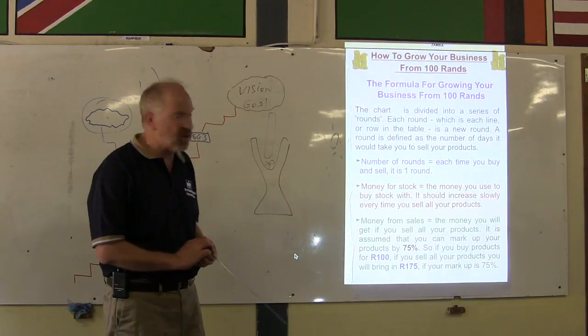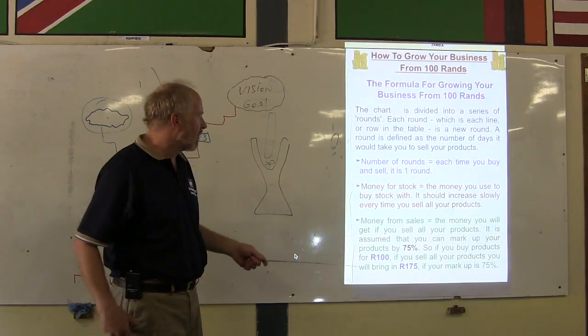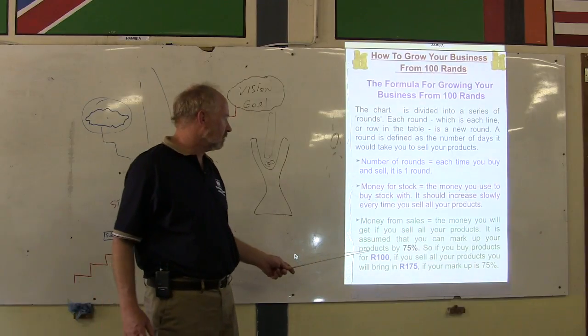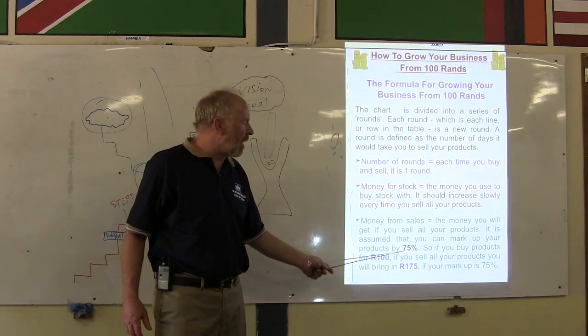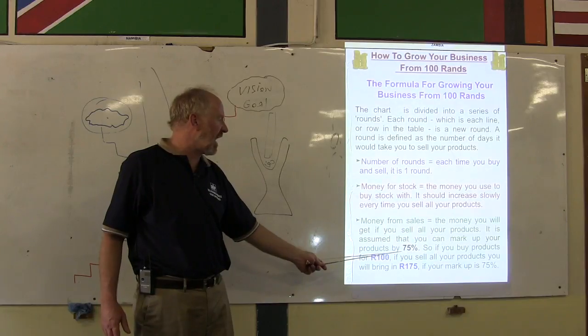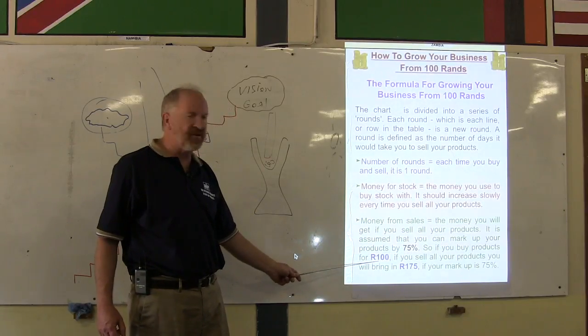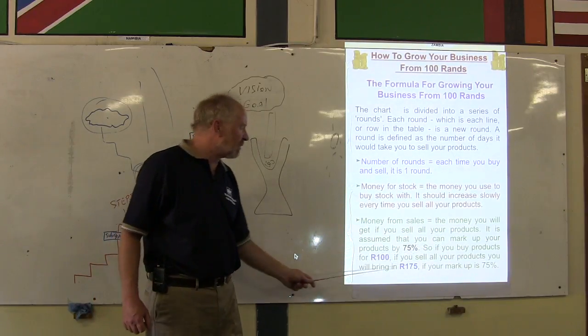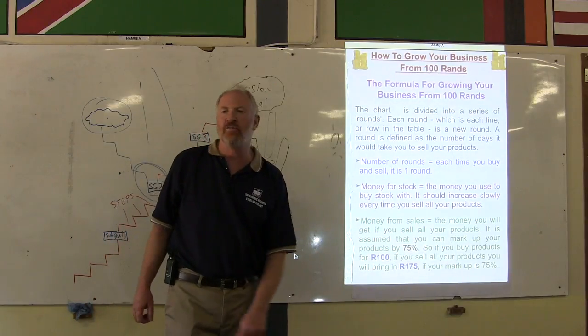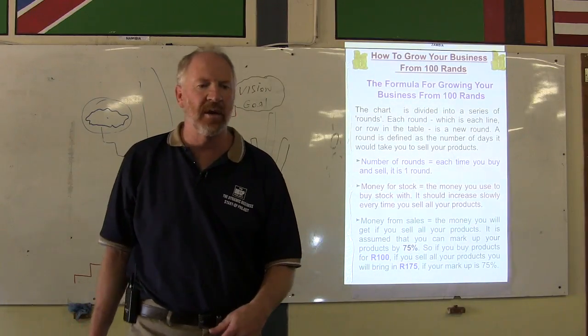Okay, with me? Okay, so if you have a markup of 75 Rand, you buy your products for 100 Rand, and you sell that product for 175 Rand, your markup is 75 Rand. That's exactly what I've said.